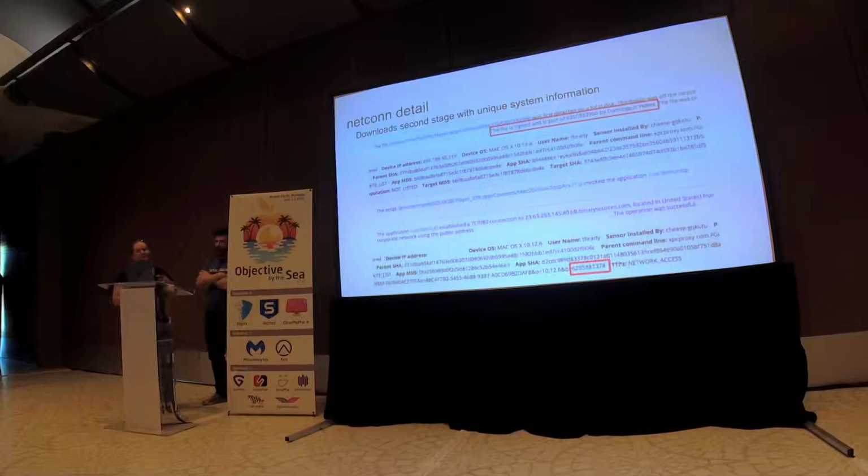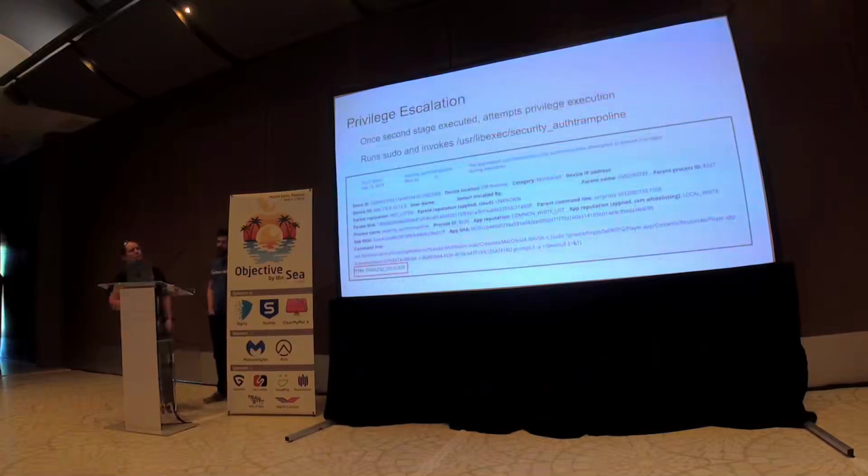This is actually just a clip from a screenshot from our CB defense tool, but I wanted to use it because it shows you this file. The app is signed by Dominguez Wawa. So this is one of the valid developer IDs. And then again, down here, when the curl command is executed, you can see that password is used. The privilege escalation is basically running sudo and invoking security off trampoline using this escalation technique that I talked about earlier.